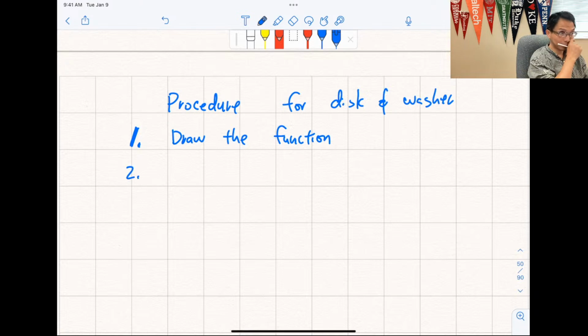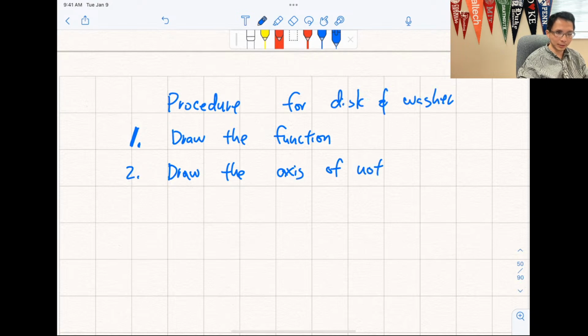Second, once you draw the function, you have to draw the axis of rotation. Axis of rotation. Now, I will tell you, this is the test everybody failed last year. So make sure you follow this, because if you follow this, it's going to be very easy. So third thing, you draw the axis of rotation.